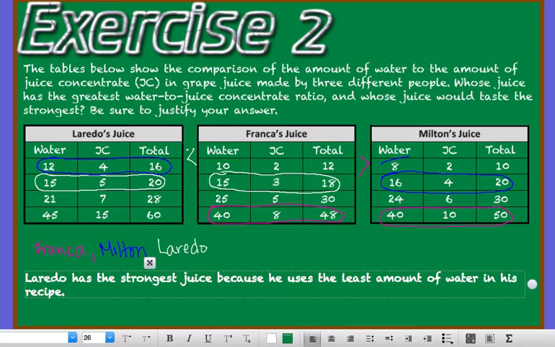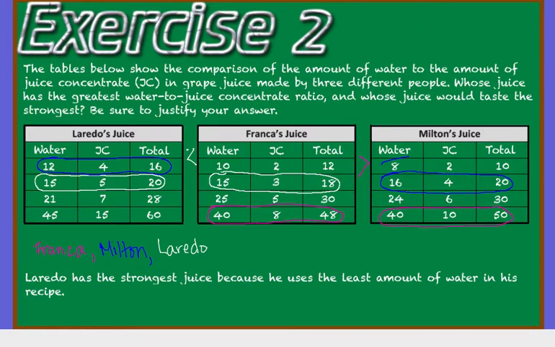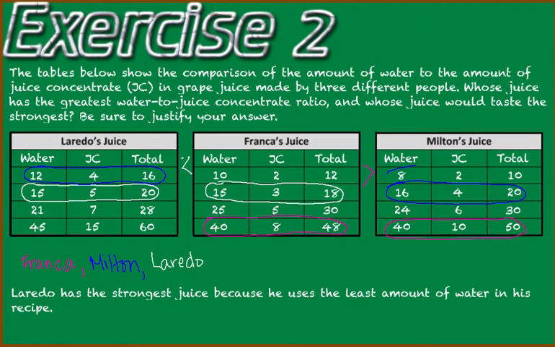Okay, so the ratio isn't just giving us numbers, it can also tell us how strong or how weak a recipe is going to be. So Laredo's juice is going to taste more grapey than Franca's and Milton's because he's using less water. Milton's is going to taste more grapey than Franca's, and Franca's is going to taste the least grapey.